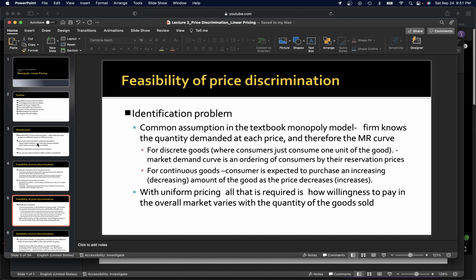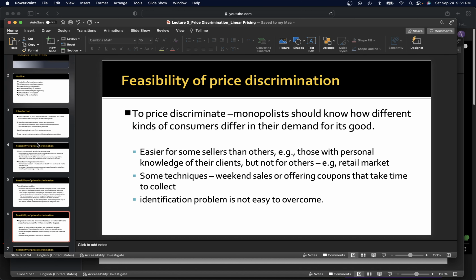So identification. Okay. The common assumption in the textbook monopoly model is that the firm knows the quantity demanded at each price and therefore the marginal revenue curve. With uniform pricing, all that's required is how willingness to pay in the overall market varies with the quantity of goods sold, which is the demand function. To price discriminate, monopolists should know how different kinds of consumers differ in their demand for the good. Okay? So sometimes identification is not easy to overcome.